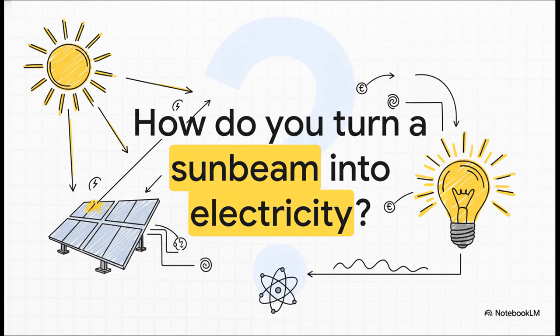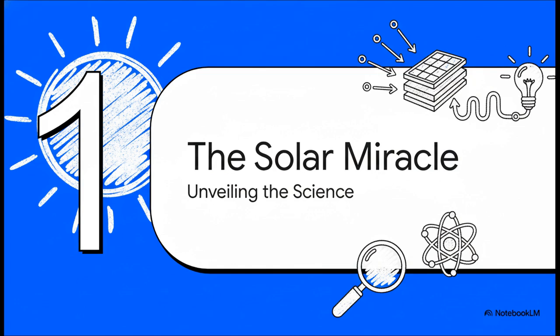And that leads us to the big question for this whole explainer. How in the world do you turn a sunbeam, just a little packet of light, into the electricity that powers our lives? Well, let's find out. So, we're going to start by unveiling the science behind this solar miracle. It all comes down to one core idea in physics, a phenomenon that's known as the photovoltaic effect.